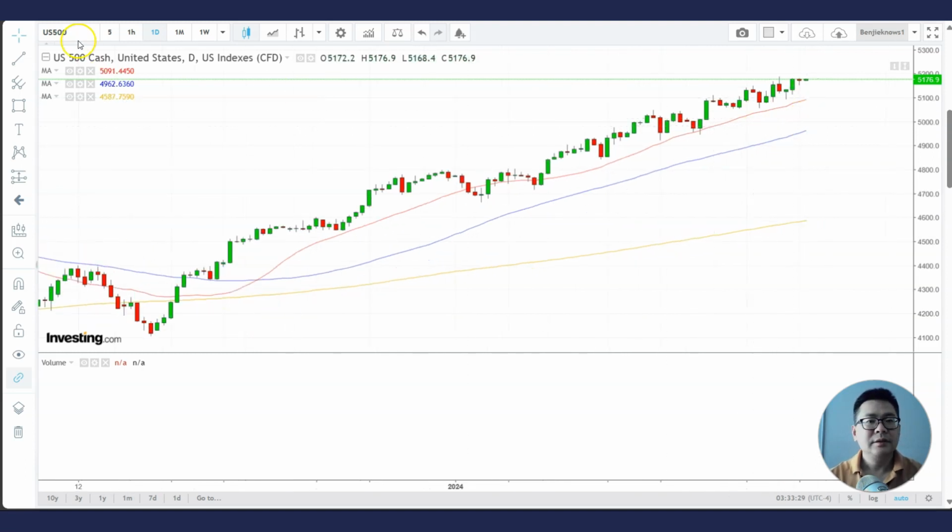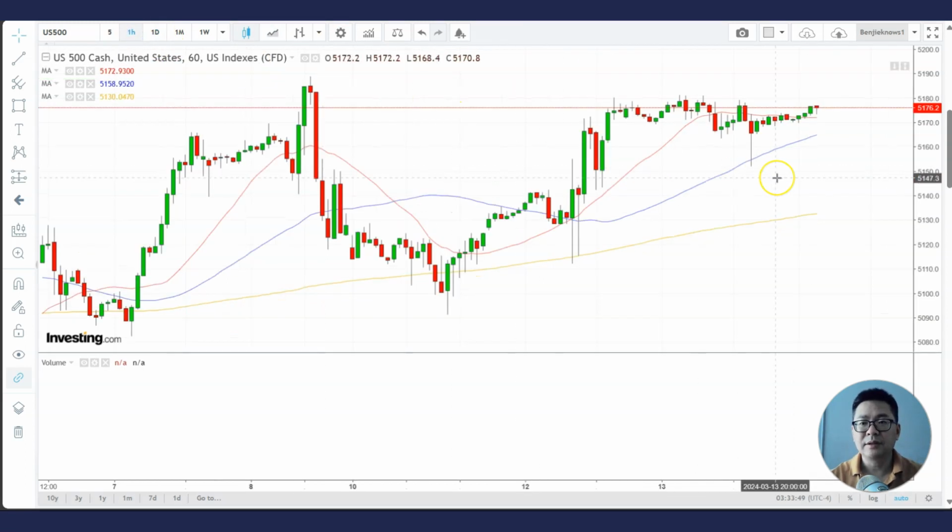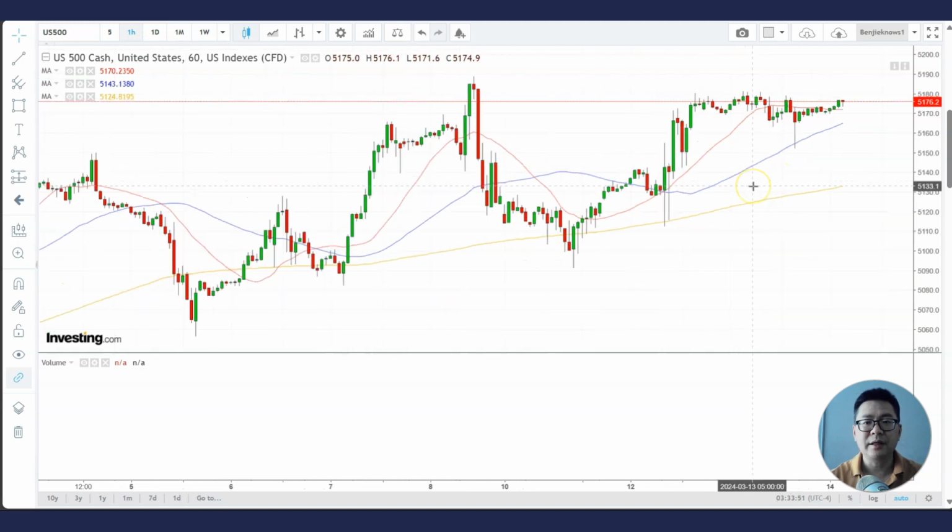Now, yesterday we had a small kind of bottoming tail here. The previous two days we had a bottoming tail. Now this tells us that despite the sell-off in the early session, by the end of the trading day, the index went back up higher to close about the same place where it opened.